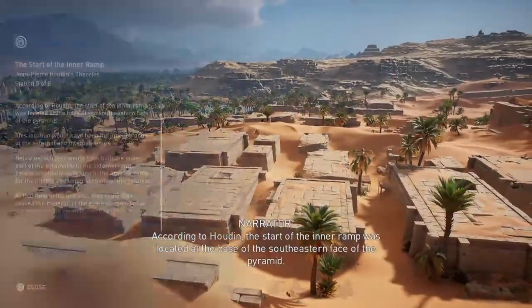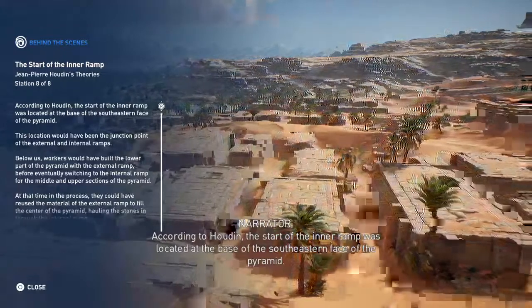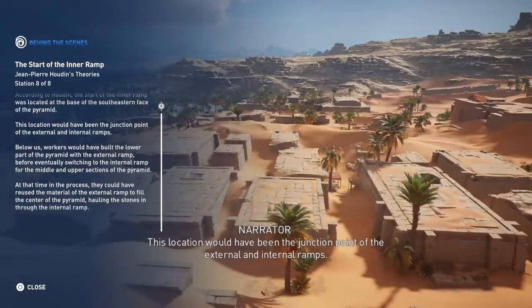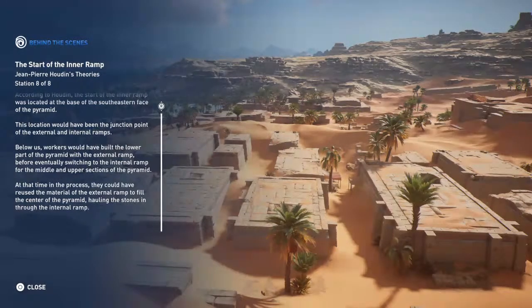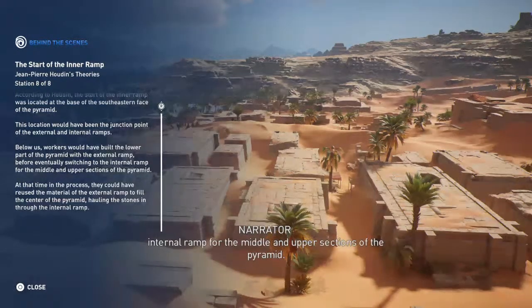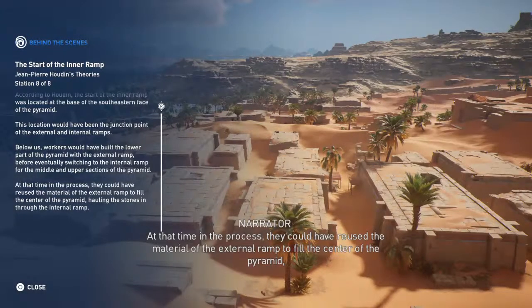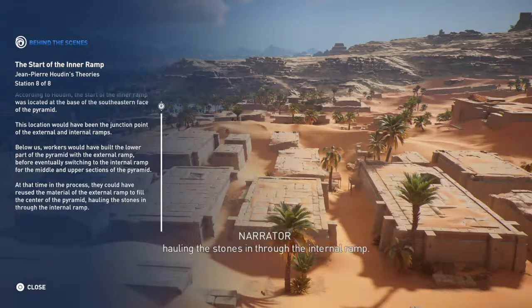According to Houdin, the start of the internal ramp is located on the southeastern face of the pyramid. This location would have been the junction point of the external and internal ramps. Below us, workers would have built the lower part of the pyramid with the external ramp before eventually switching to the internal ramp for the middle and upper sections of the pyramid. At that time in the process, they could have reused the material of the external ramp to fill the center of the pyramid, hauling the stones in through the internal ramp.